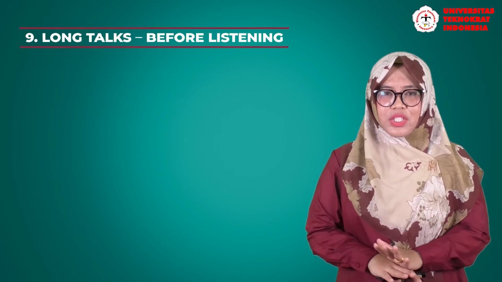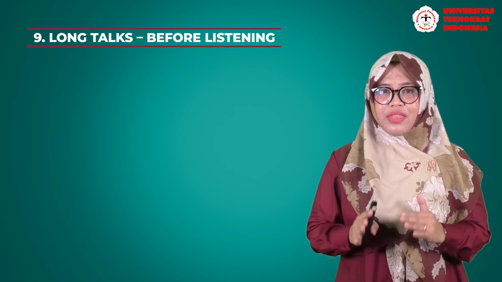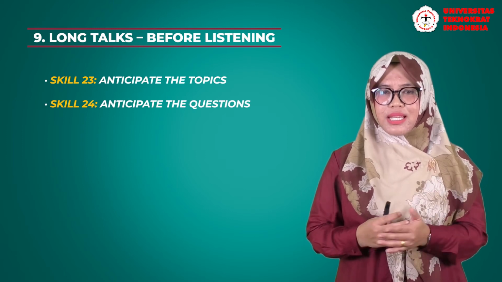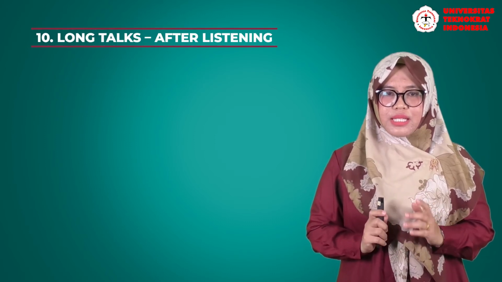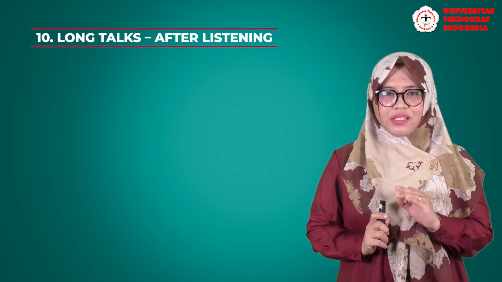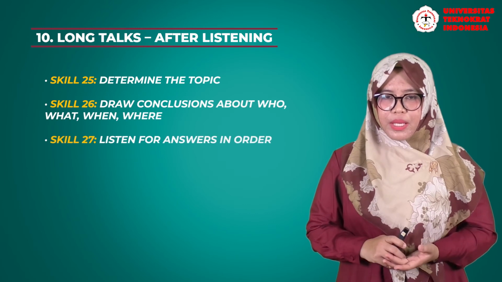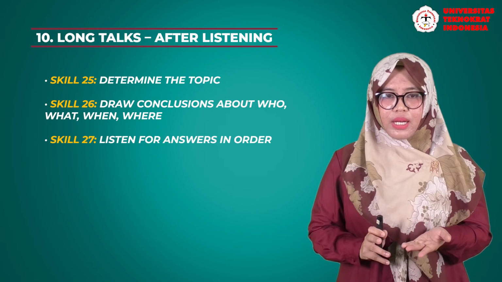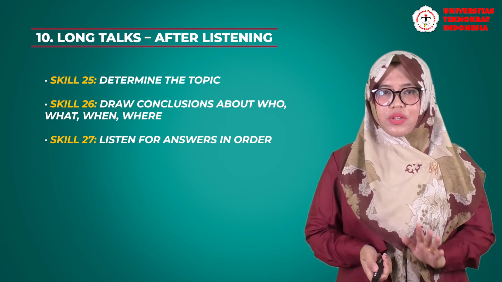The 9th strategy is about long talks before listening. There are 2 skills under this strategy. The first skill is about how to anticipate the topic, and the second skill is about how to anticipate the questions. And the last strategy is about long talks after listening. There are 3 skills under this last strategy. The first skill is about how to determine the topic. The second, how to draw conclusions about who, what, when, and where. And the last skill is about listening for answers in order.